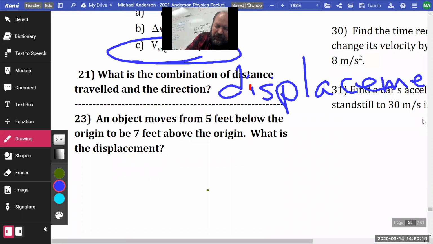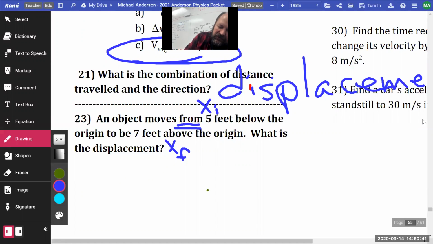5 feet below the origin, that is where it's coming from. So this is the initial place, x sub i. It's going to be in the future 7 feet above the origin. So that means that this is x sub f, the final location. Both of them are in feet, so that's good.